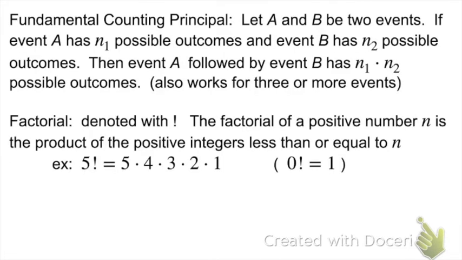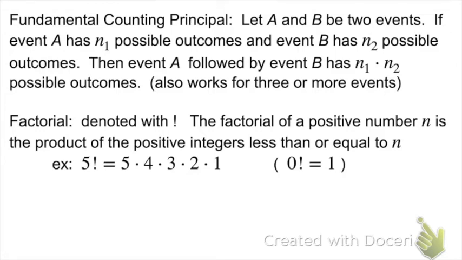Then we have the fundamental counting principle. If A and B are 2 events, and event A has n sub 1 possible outcomes, and event B has n sub 2 possible outcomes, then event A followed by event B has n sub 1 times n sub 2 possible outcomes; you multiply their possible outcomes together. This works for 3, 4, 5, 6 events. Like I said with the die and the coin: rolling a die, you have 6 possible outcomes, and with a coin, you have 2 possible outcomes. So when you do them together, one after the other, you have 12 possible outcomes.